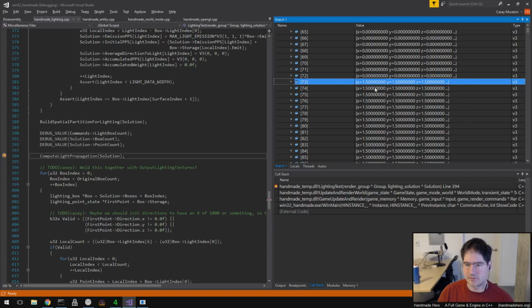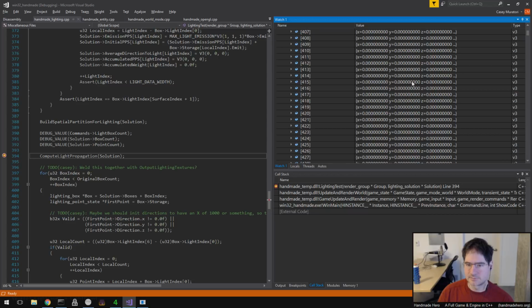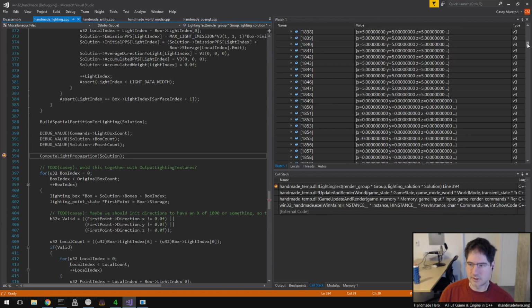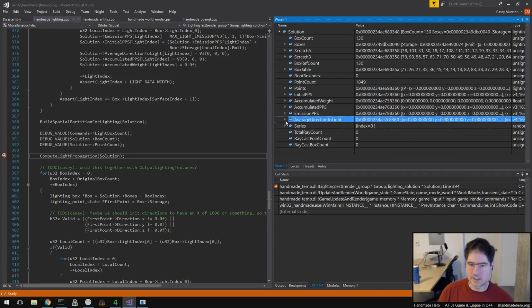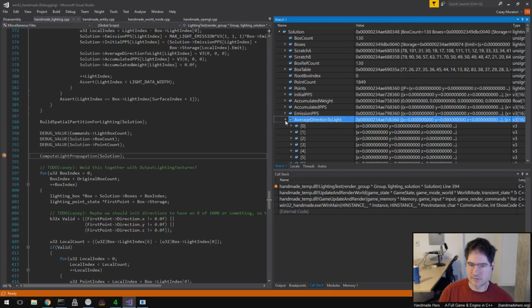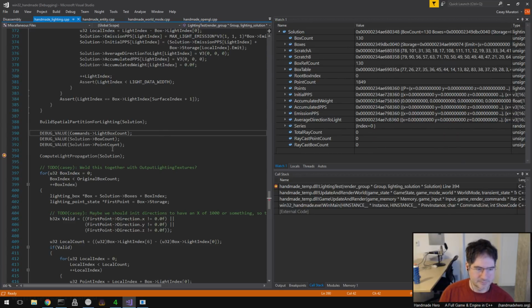If we look at how many of these are set to 1.5, I'm assuming that's for a snake, right? Should be one more at the end for our box, and all the rest should be zeros. There we go. All right, so that's exactly what we should expect, so that's good. Average direction to light should all be zeros, and is. And so off we go.